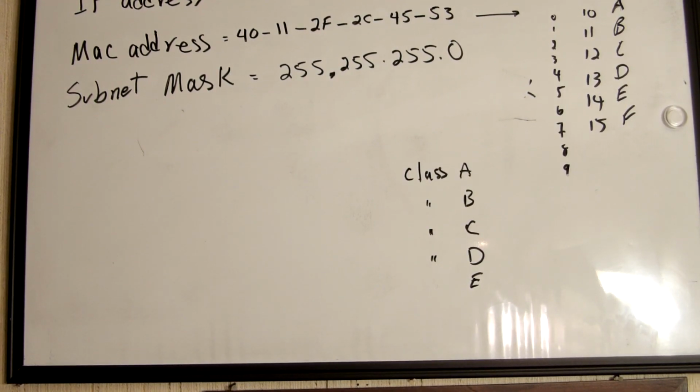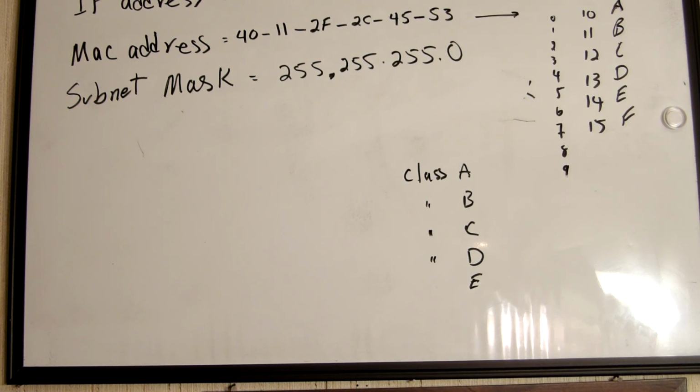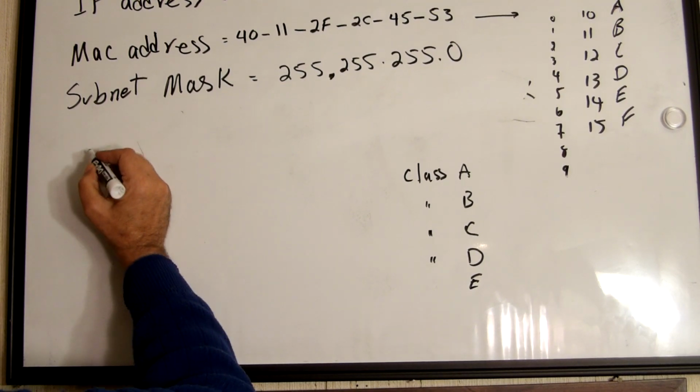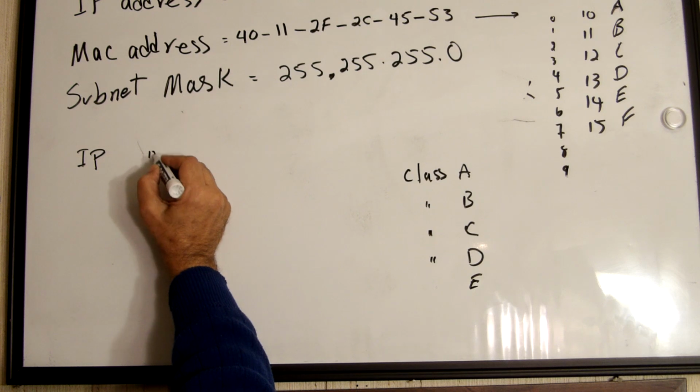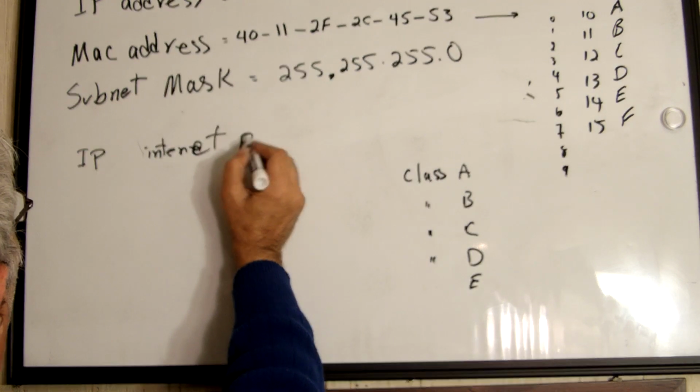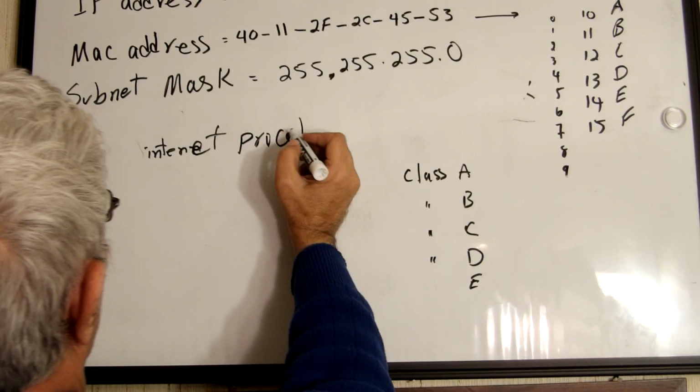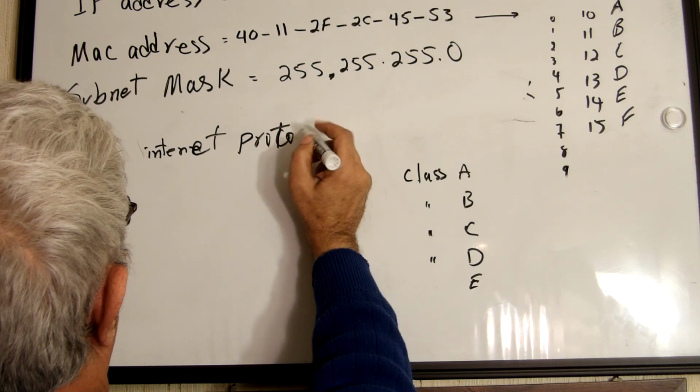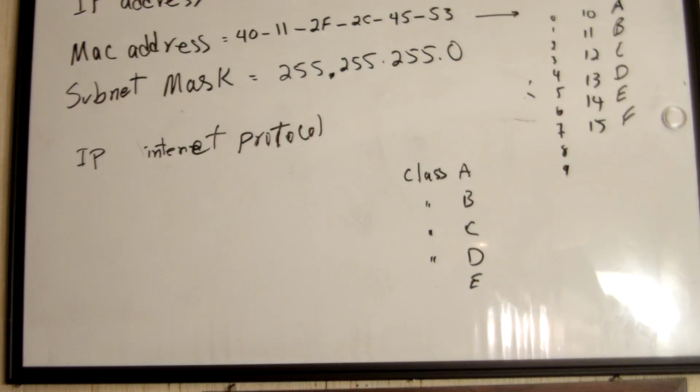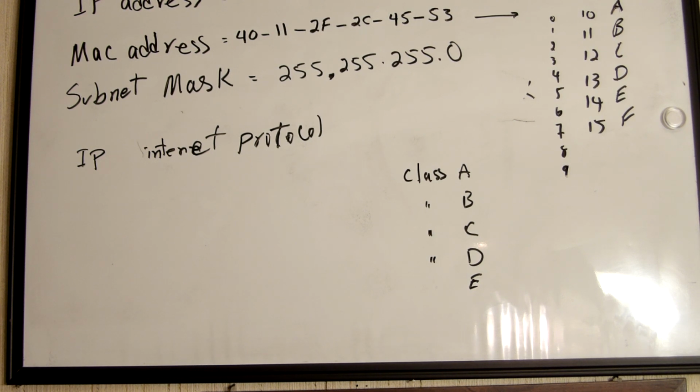IP stands for Internet Protocol. If two devices want to communicate with each other, those devices have got to have IP addresses in order to communicate, either in a local network or on the public internet, the public network.